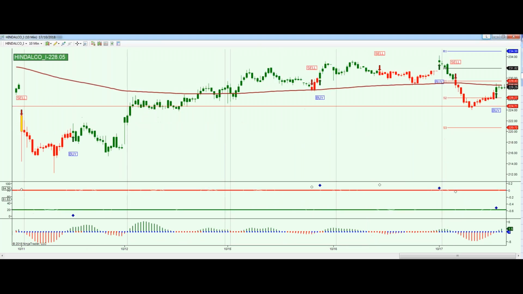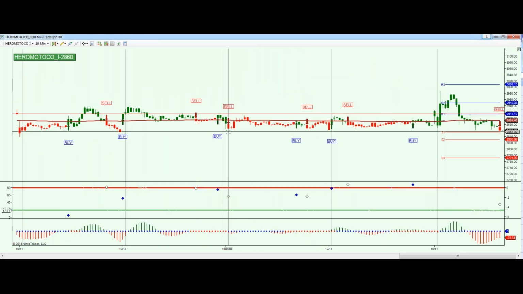We had a sell call in the morning. Our sell for Hindalco was 228. It made 224, roughly around 4 rupees. Now we have a buy call. So I was just mentioning about Hero Moto. So we have that sell call now.